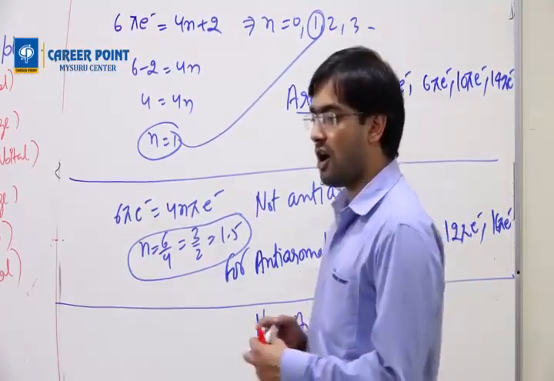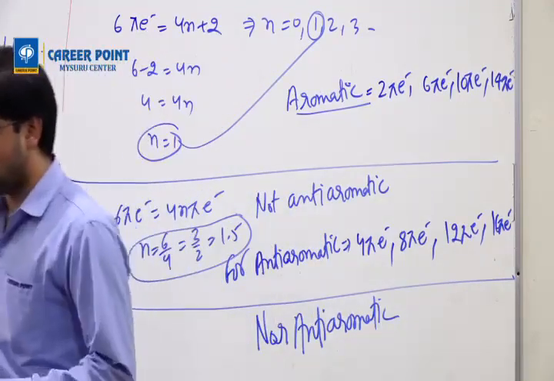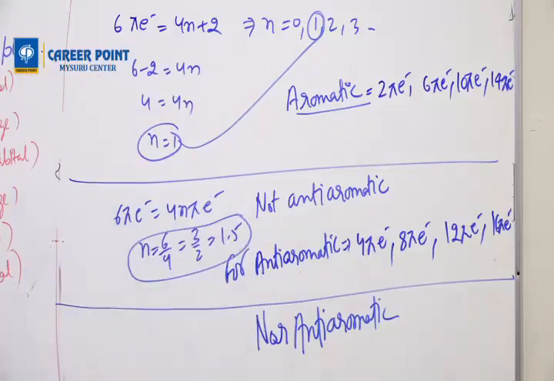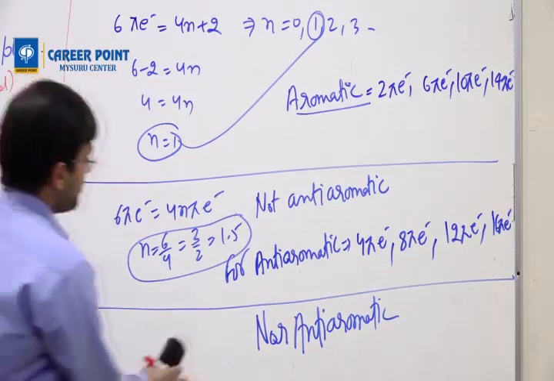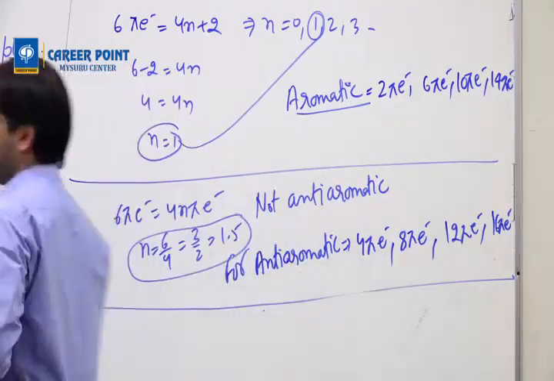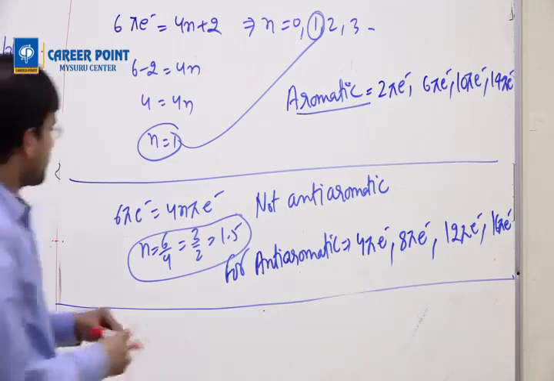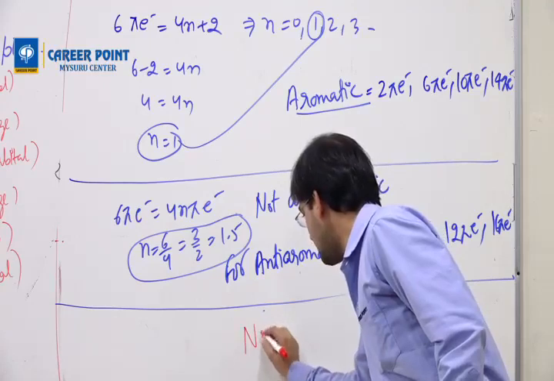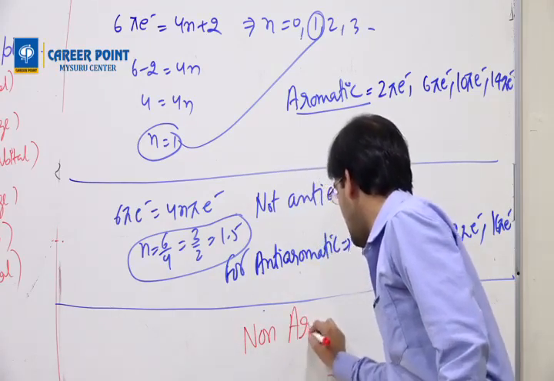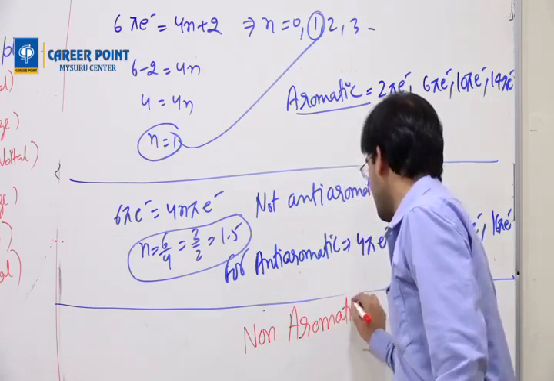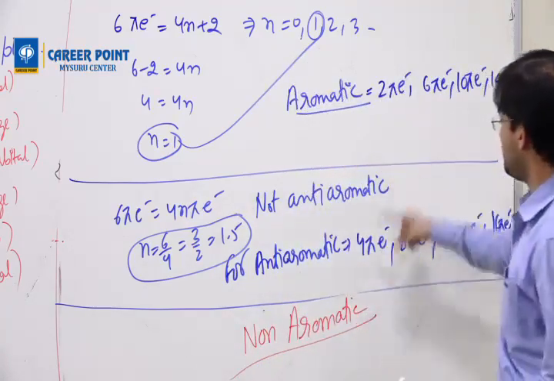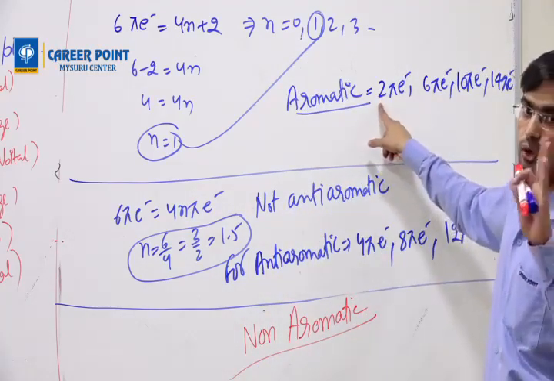aromatic nor anti-aromatic. Sorry, this is correct. If the compound doesn't become an aromatic ring or an anti-aromatic ring, then the compound is non-aromatic. Understood now?